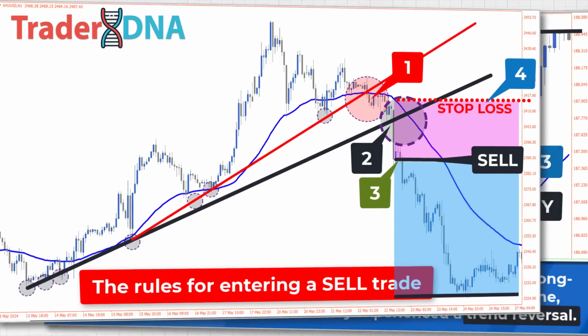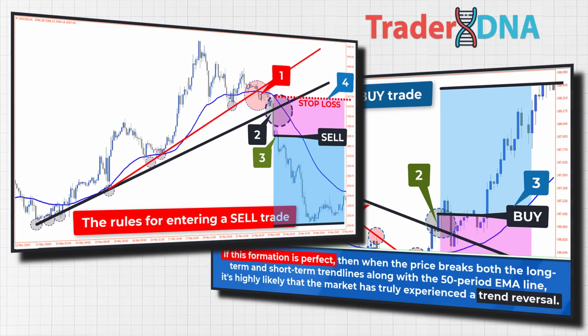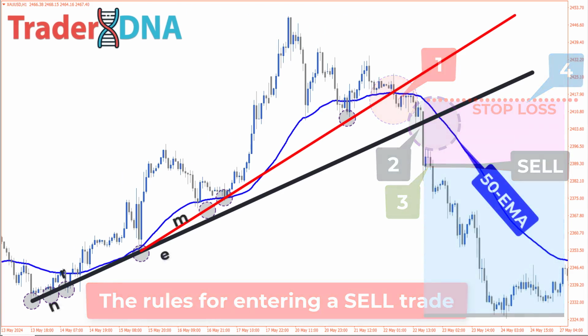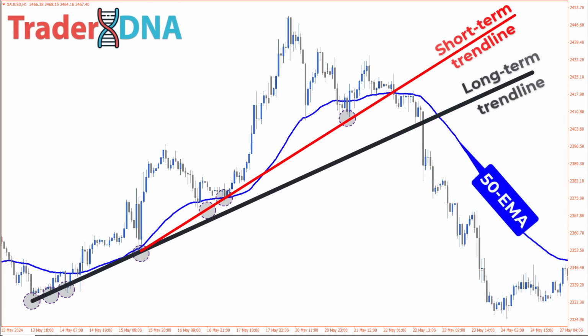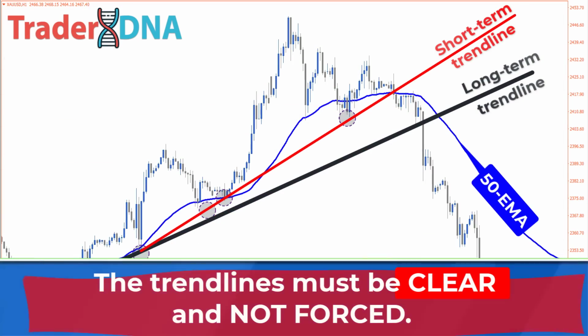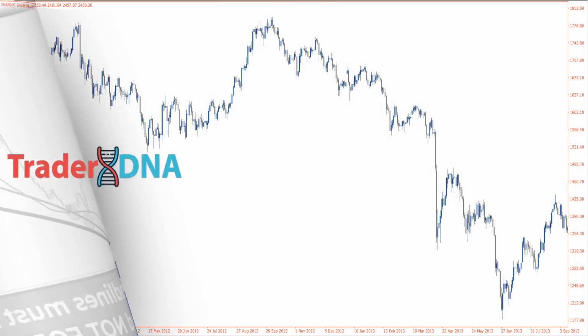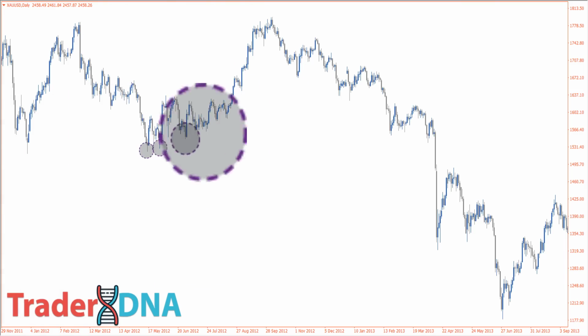Fourth, place the stop loss at the recent high point. As you've seen from both examples, these signals are highly reliable. The key is to identify two trend lines, a long-term trend line and a short-term trend line. Remember, these trend lines must be clear and not forced. Let me give you another example. In this chart, you can clearly see two trend lines, a long-term one and a short-term one.